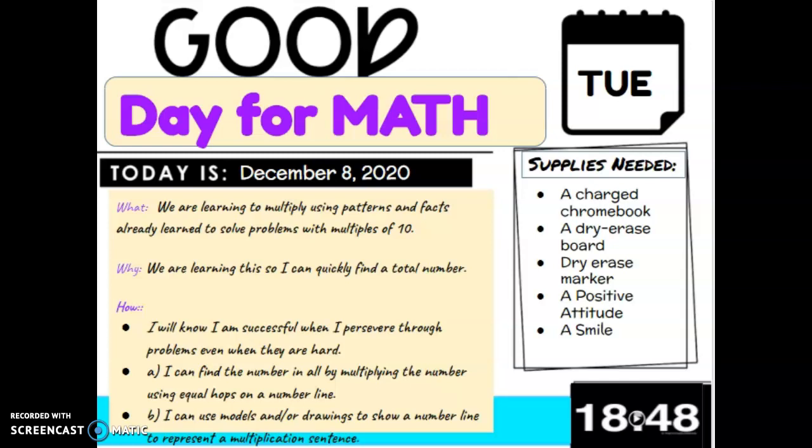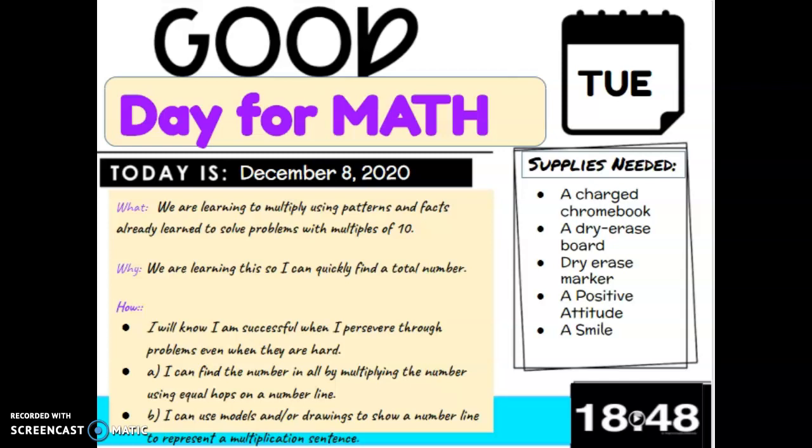Now, you can always draw pictures to help you when we're doing those basic facts that you're not sure of. So we're going to talk about that a little bit today and how that can help us solve problems when we are looking at multiples of 10. Multiples of 10 means numbers like 20, 30, 40, 50, 60, 70, 80, 90, 100, and so on, counting by our tens. So let's go ahead and get started.